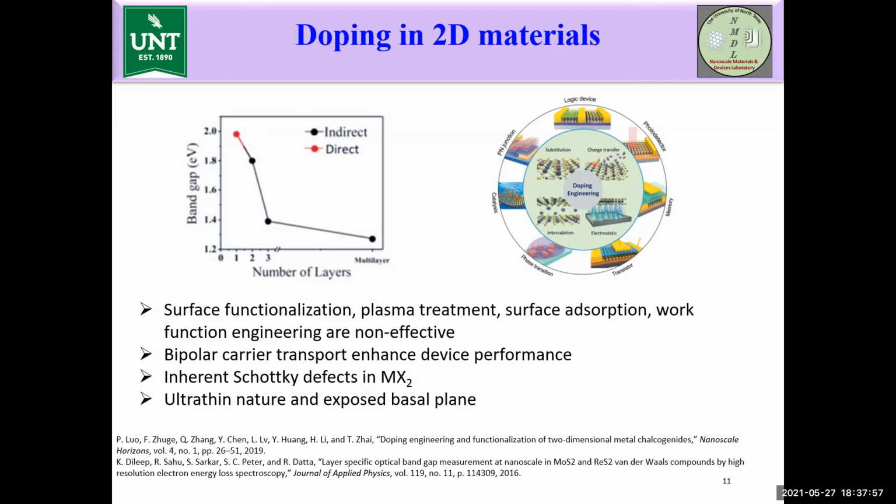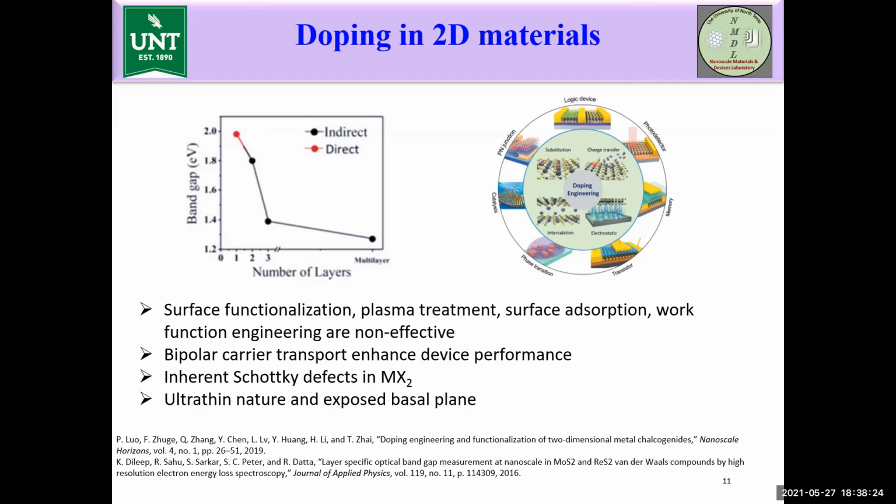Basically the direct band gap occurs at around 1.9 eV and the indirect band gap at around 1.3 eV, which is the band gap range for typical MoS2. It also changes with the number of layers. As you see, for a monolayer the band gap is direct, and as you increase the number of layers it turns indirect.